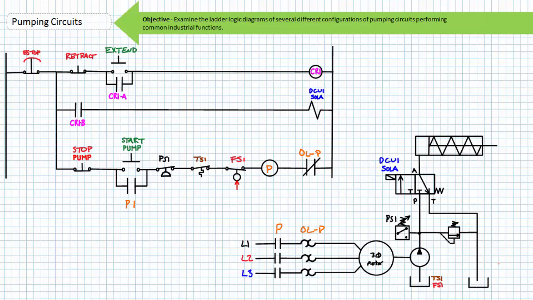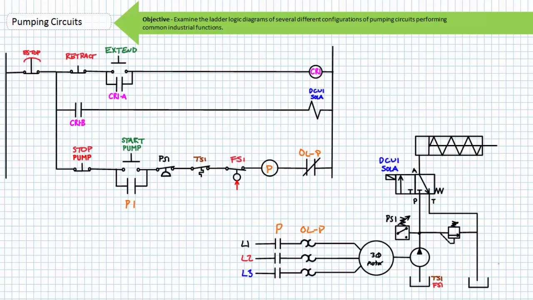If an operator presses and releases stop pump, the P contactor opens and the P1 holding contact drops out. If, however, system pressure, as indicated by the pressure switch, exceeds a given value, the normally closed pressure switch would open and de-energize the motor-driven pump and disable the operator from starting it until pressure dropped below the reset value. This electrical pressure switch, in effect, backs up the hydraulic pressure relief valve should the pressure relief valve fail to limit maximum working pressure.